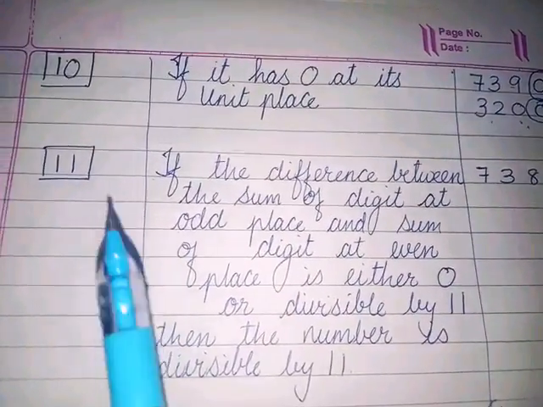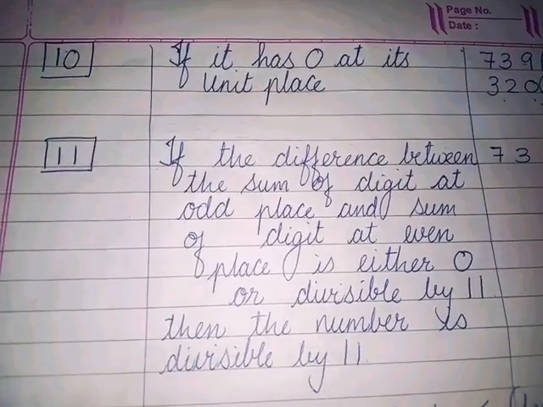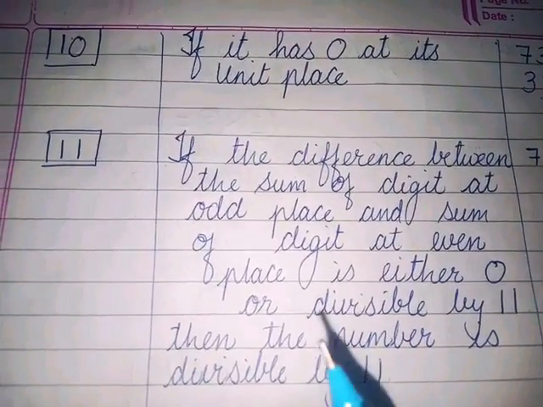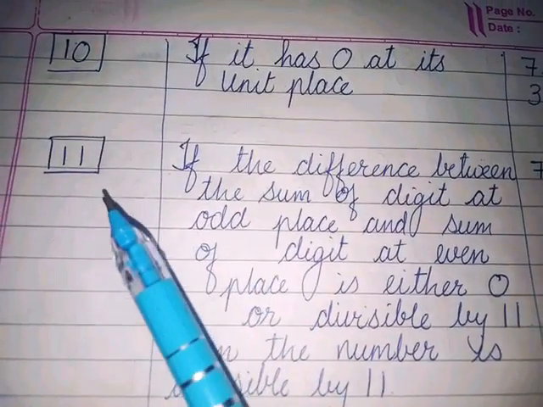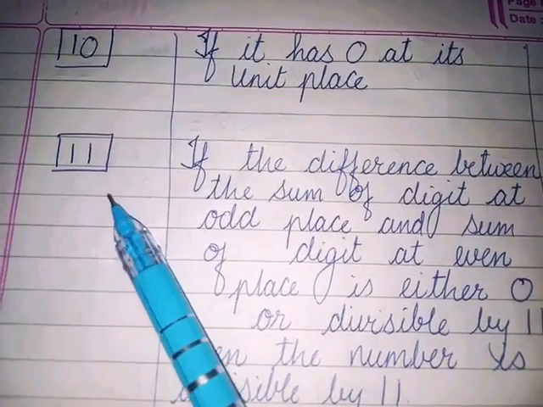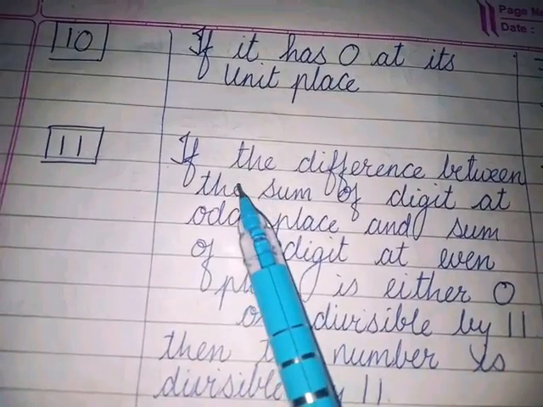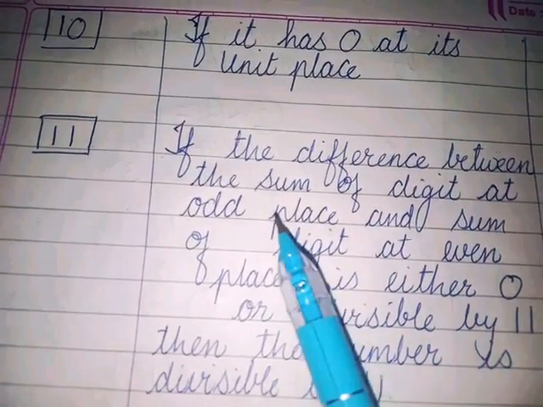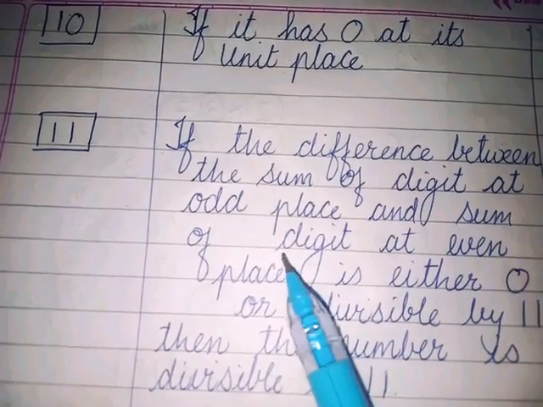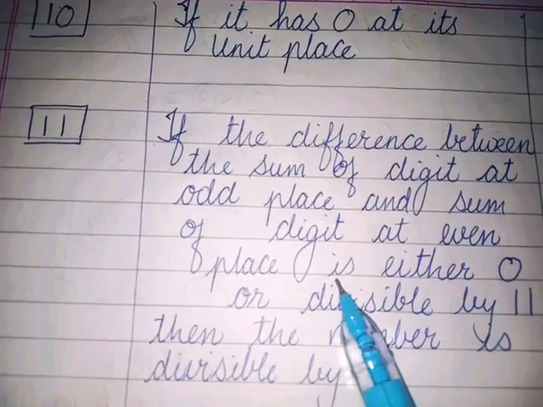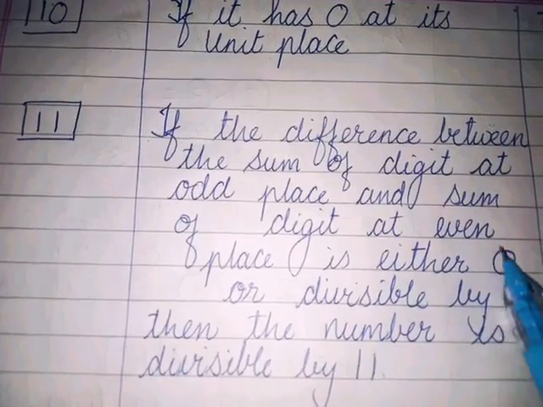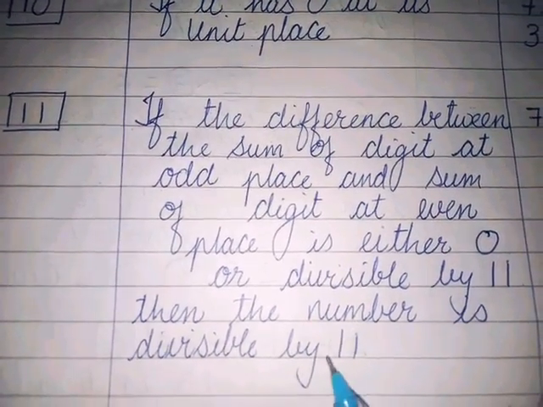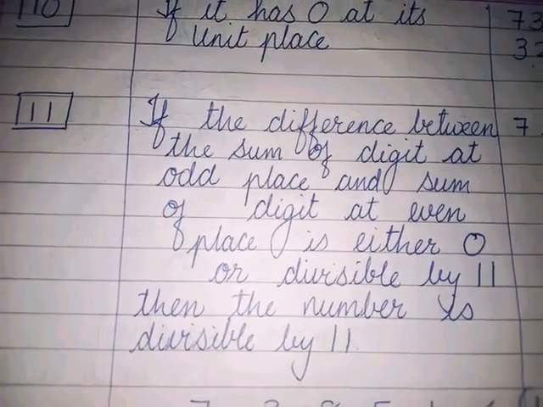Now 11. 11 is a little bit complicated, but we will make it simple. But listen carefully for this understanding. Now, is this number divisible by 11? How will we find out? If the difference between the sum of the digits at the odd places and the sum of the digits at the even places is either 0 or divisible by 11, then the number is divisible by 11.